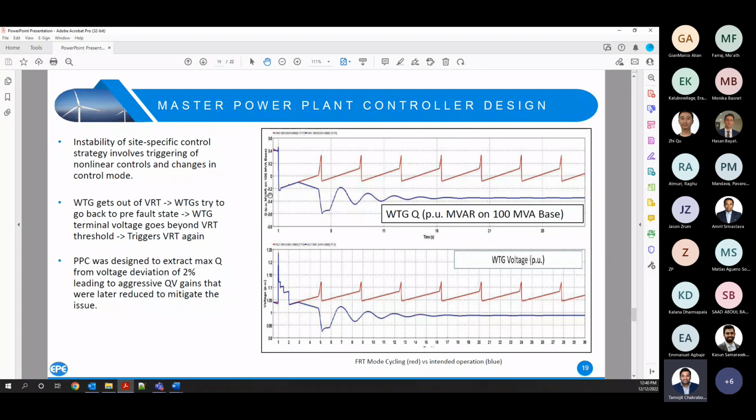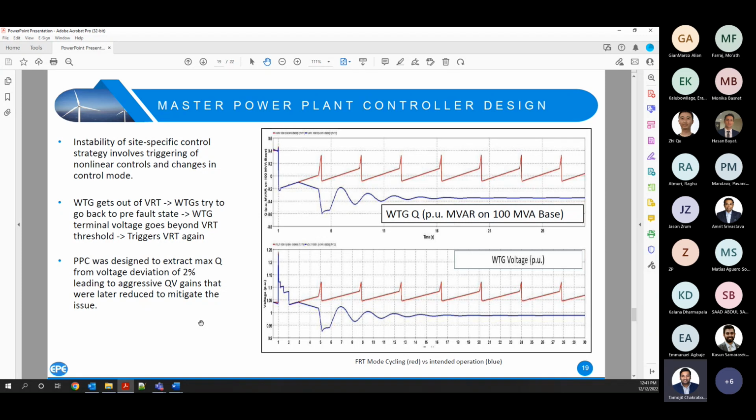Some of the other things I wanted to talk about are regarding the design. Sometimes I've seen how a couple of different parameters that have been set in the models actually lead to instability. This is one good example where we see that instability arises because of triggering nonlinear controls and changes in control mode. The plot up here is the wind turbine generator voltage and the reactive power. We put in the high voltage ride-through profile for ERCOT, and what was happening for this project is that this particular OEM's PPC was designed in such a way that it would extract maximum reactive power based on voltage deviation. If it sees a voltage deviation of more than 2%, it sets a very aggressive QV gain.